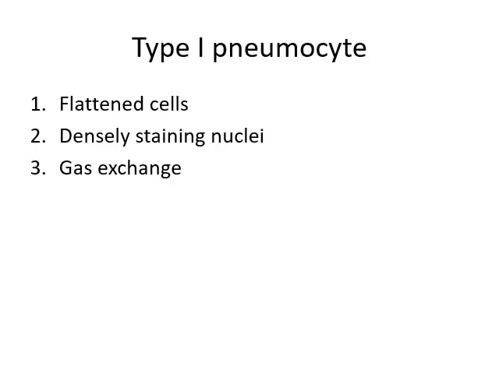Right, so we'll learn a little bit of detail about the different types. The type 1 pneumocyte, as I said, is a flattened cell with a densely staining flat nucleus, and its function is gas exchange, and that is why it is so thin. So type 1 pneumocytes are the cells which are involved in gas exchange.